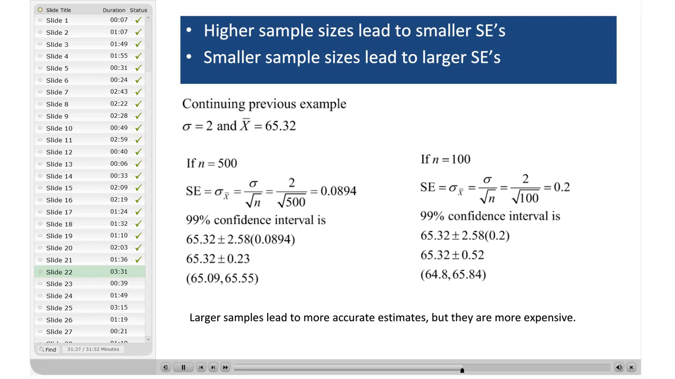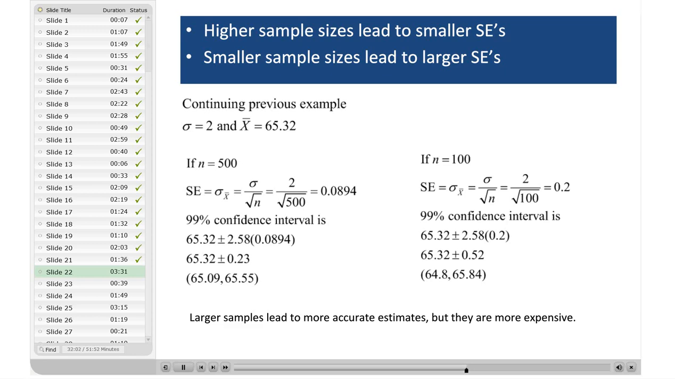So to investigate this further, let's go ahead and continue our previous example where the population standard deviation for women's heights was 2 inches. And let's assume that we're going to have a sample mean of 65.32. Now in the left column, we're just repeating the results from the last example. We had a sample size of 500. And you can see that this leads to smaller standard errors because that 500 is in the denominator. The bigger the denominator is, the smaller the standard error is going to be. So we get a standard error of only 0.0894.